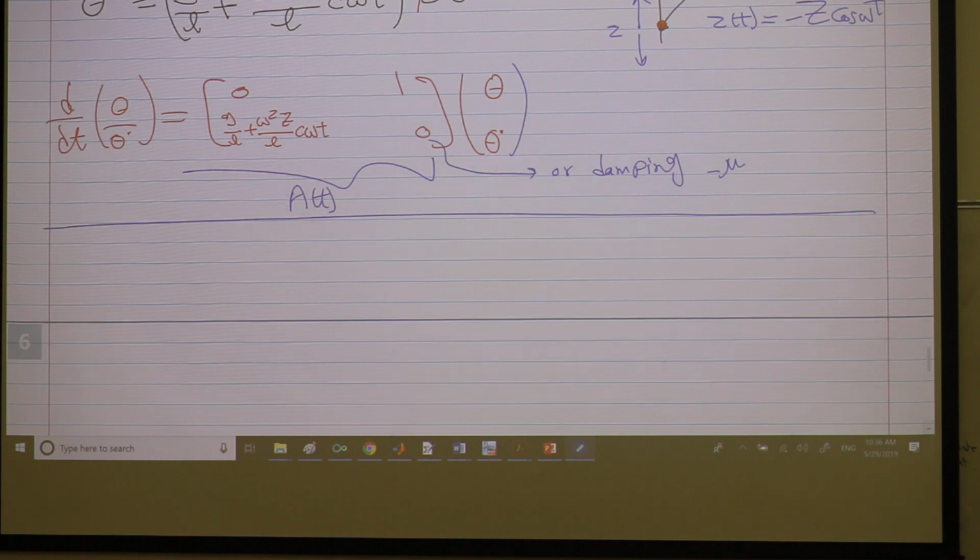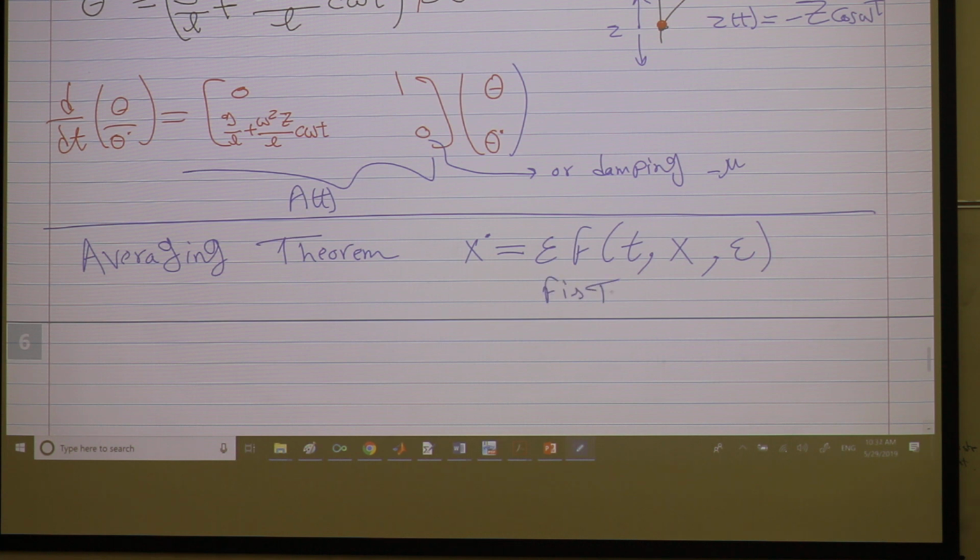But a good chunk of people like analyticity, and I'm one of them. So we'll consider some analytical tools, which is the averaging theorem. It applies in a special case of systems of this form: x dot equals epsilon f of t, x, and epsilon, where f is t periodic in t. I will call this system 2a for averaging. So it's a nonlinear time periodic system, but a special case.